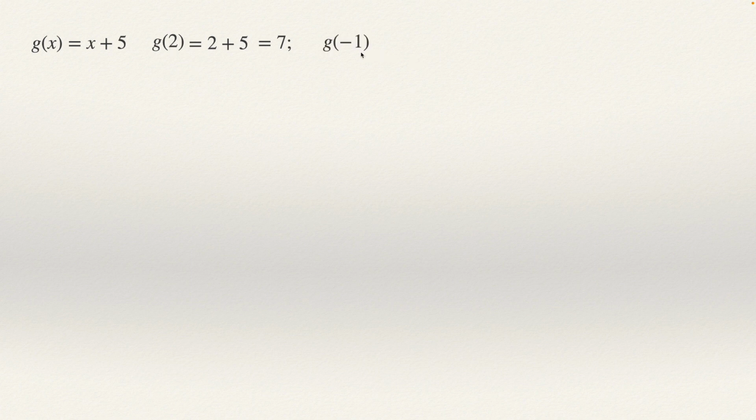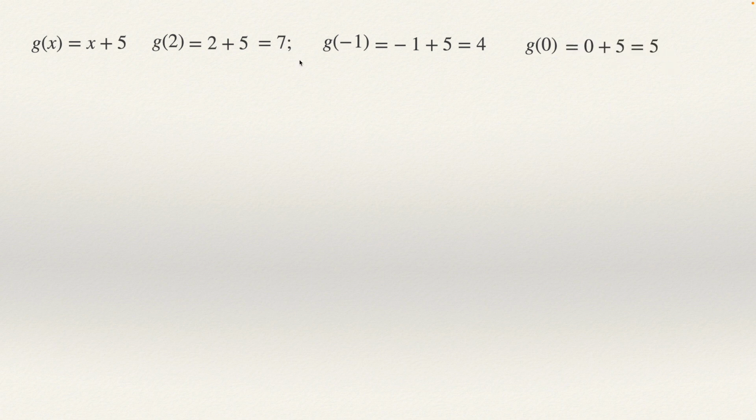Or for example, if we want to find the image of -1, the image of -1 will be -1 plus 5. So just make a substitution: wherever you see the x, you substitute the number to get the image. So here I see the x, so it will be -1 plus 5, and -1 plus 5 is 4. Or if I want to know the image of 0, then I substitute the value of x by 0, so g of 0 equals 0 plus 5. So g of 0 will be 5.